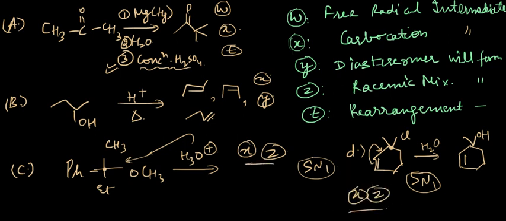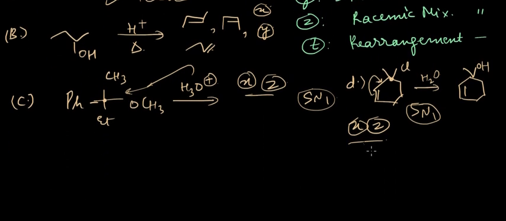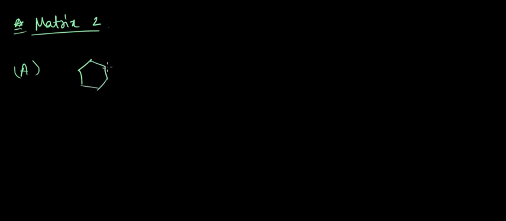Okay, so let's look at another matrix. This was matrix 1. Now we are going to matrix 2, where we have A compound as something like this.